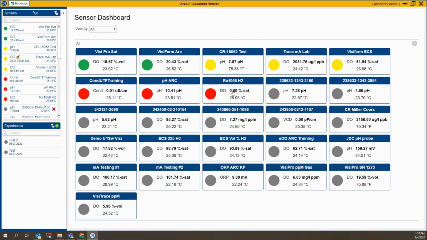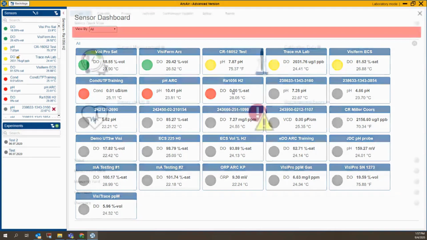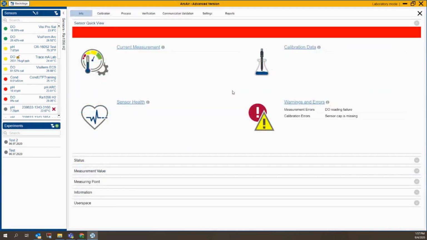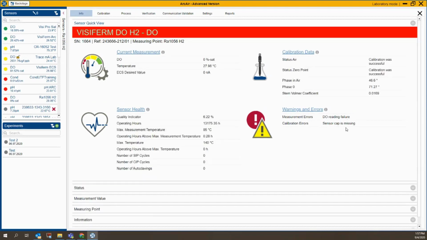Here's another dissolved oxygen sensor I'll click into here. It's got a red indicator on it. And this one is very simple. It says DO reading failure, and it tells me the sensor cap is missing. So these are common error messages. I have a failed sensor cap. If I've lost the sensor cap, what have you, I'll see a message something like this with the red indicator here.